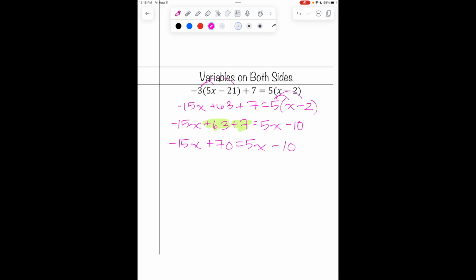From here, there are 4 different ways that I can start this. I can add 15x to both sides. I can subtract 70 from both sides. I could subtract 5x from both sides, or I can add 10 to both sides. My brain defaults to just dealing with the first thing, so that's what I'm going to do. I'm going to deal with that first thing. I'm going to add 15x to both sides.